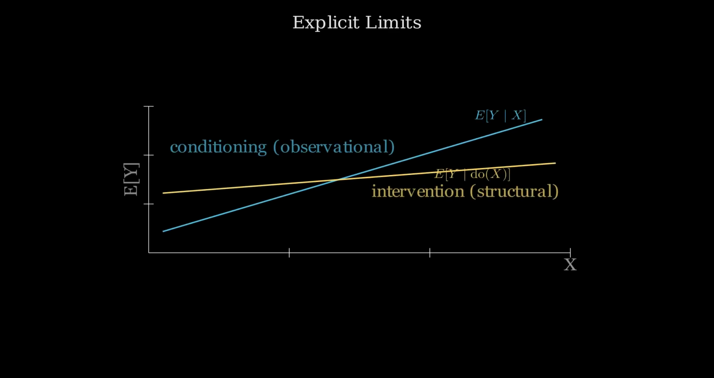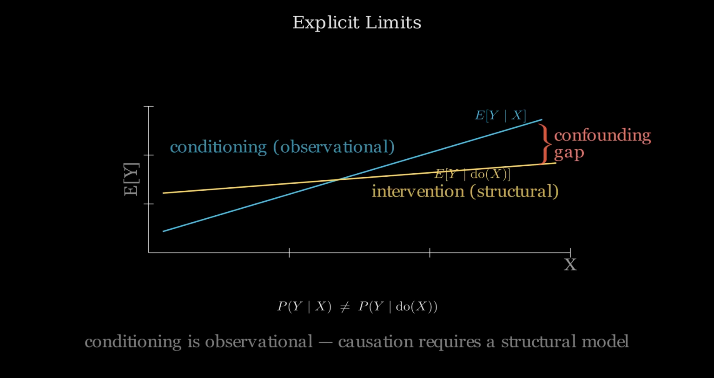Conditioning is a descriptive operation. It restricts the sample to cases where a particular value was observed. It describes what co-occurs in the data. It does not describe what would happen if you acted on the system. Conditioning cannot identify causal effects when confounders are present. It cannot predict the outcome of intervention. Every control decision implicitly assumes a causal model. Conditioning alone does not provide one.